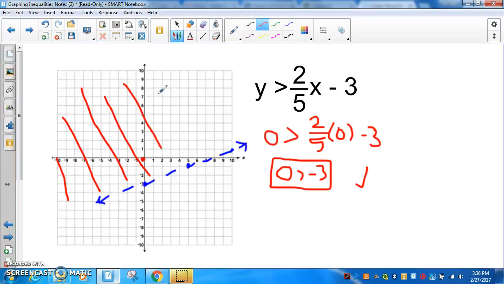I would recommend that you guys try to shade it like this rather than actually coloring everything in. That should save you some time, and it looks nice and neat as well. So there you go. Any point over here works.